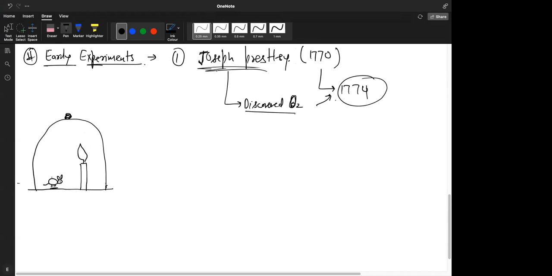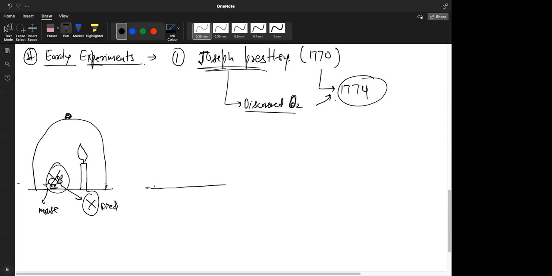Okay, so in early experiments, first is Joseph Priestley. We were discussing he discovered oxygen in 1774. But for 4 years, he was actually figuring it out. In 1770, he did this experiment where he kept a mouse with a burning candle covered with a glass lid. And after some time, what he observed was that this mouse died. The mouse did not die because it caught fire from the candle or because of heat, but he figured out that the mouse started behaving as if it is choking, and then the mouse died. Okay, is it clear?